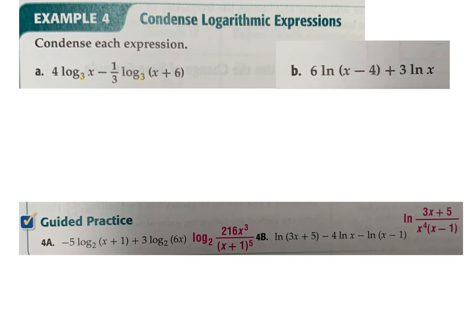I can only condense between the logs, meaning this x plus 6 will never change because it is the log of that entire group, okay? We're only condensing between the logs, meaning my final answer should have one log in it, all right?